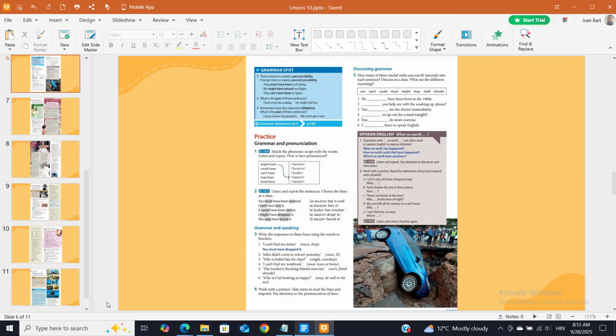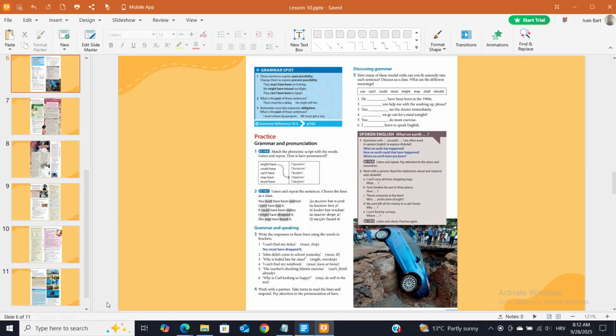10.8 Listen and repeat. Pay attention to the stress and intonation. 2. Work with a partner. Read the statements aloud and respond with disbelief. A. I can't carry all these shopping bags. B. What? A. Tom's broken his arm in 3 places. B. How?